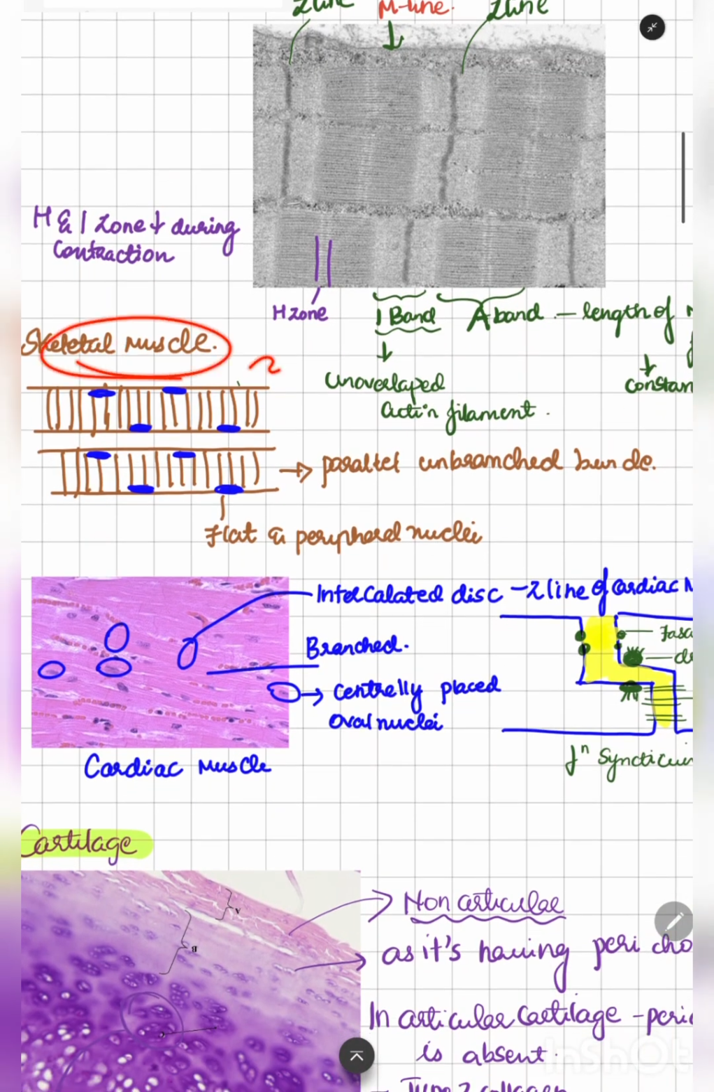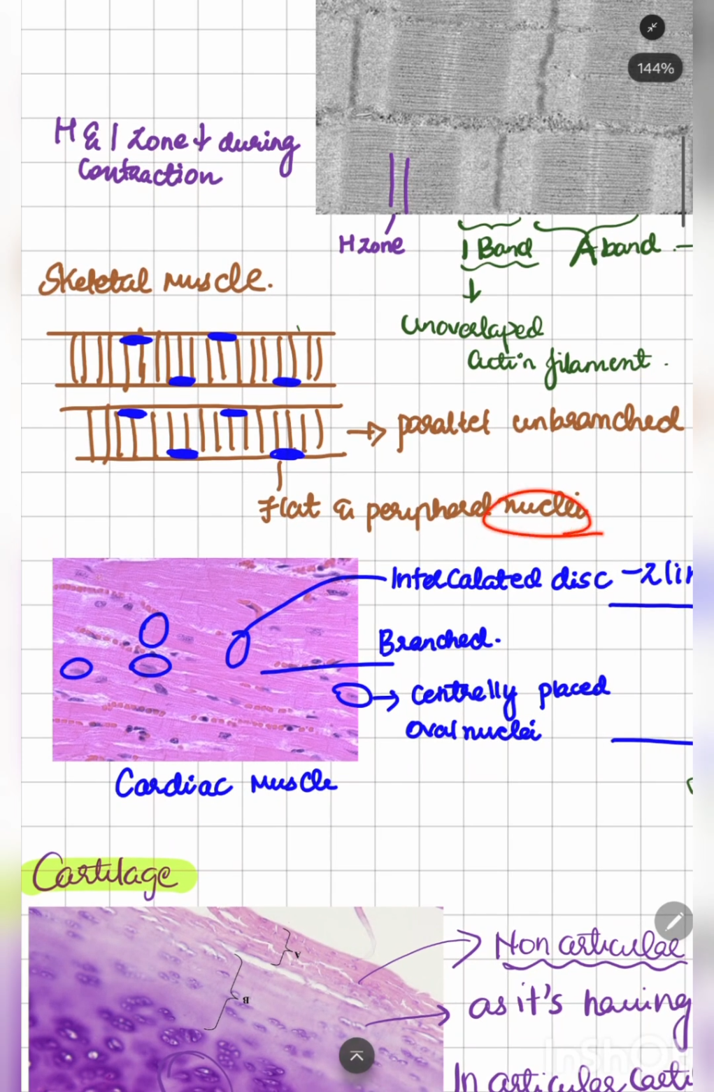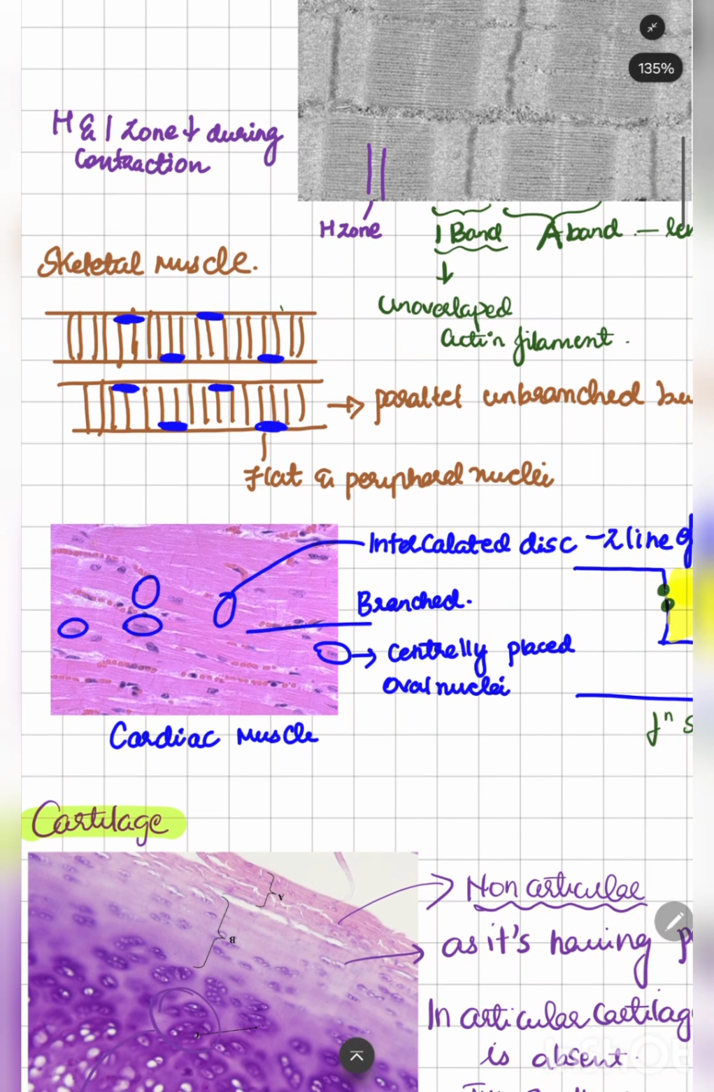Then comes skeletal muscle. Skeletal muscle, you can identify it by seeing some of the features. Like, one thing is it is parallel. There are no branches in skeletal muscle, so it is unbranched, right? And you can see that the nuclei are found in the periphery, and they are kind of flat, right? These are the features of a skeletal muscle histological section.